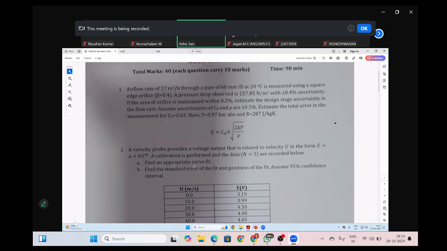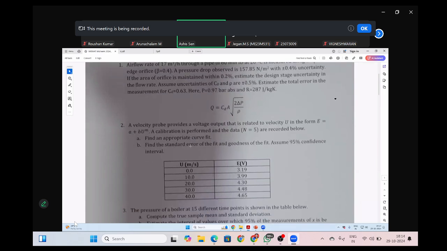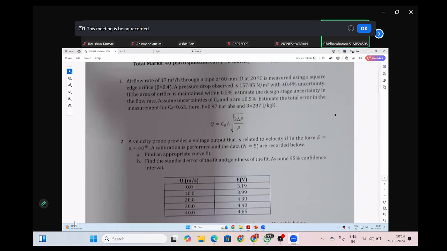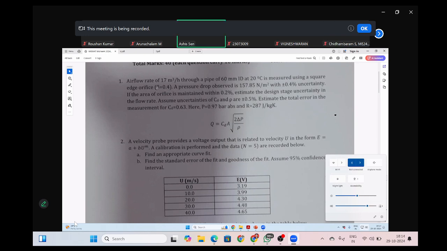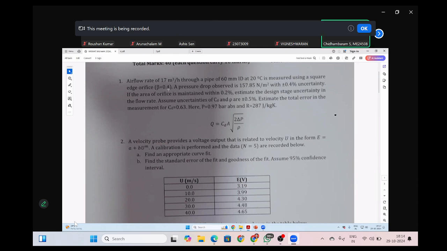The second question is about... Sir, just sorry to interrupt, sir. Sorry, I missed due to network issue. What is the reason for the edge orifice beta? Oh, okay. So this parameter that is given is not used in this question. Okay, sure. Thank you.